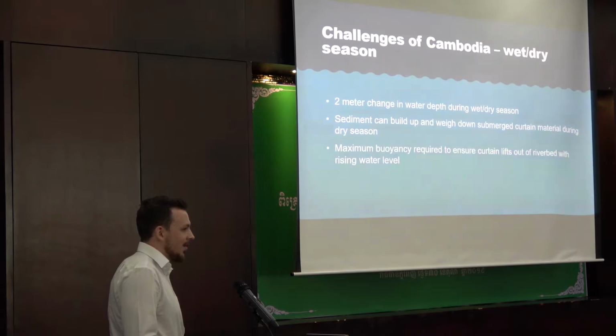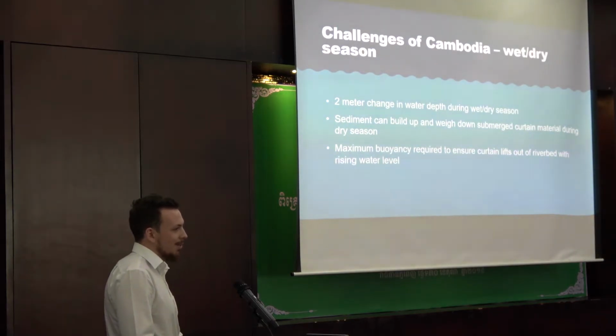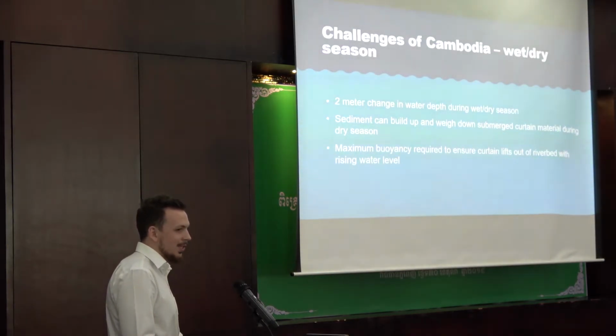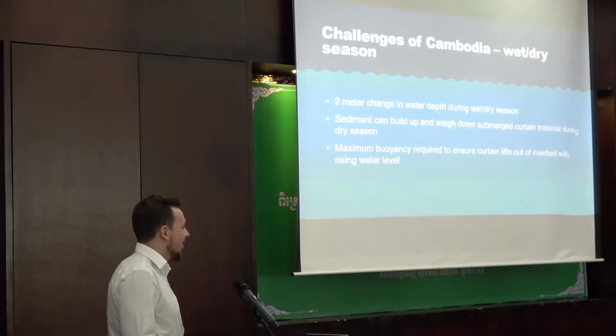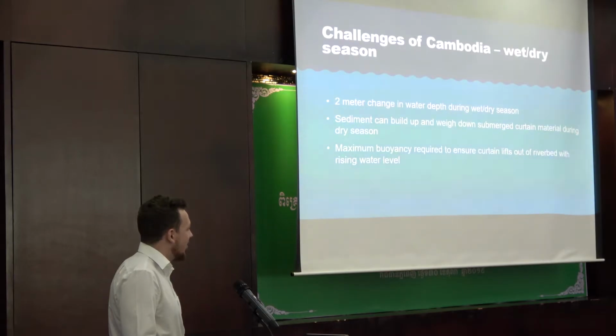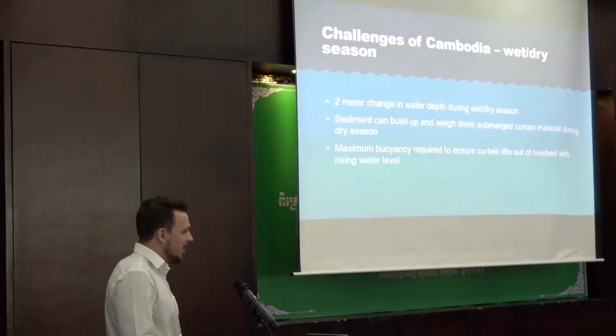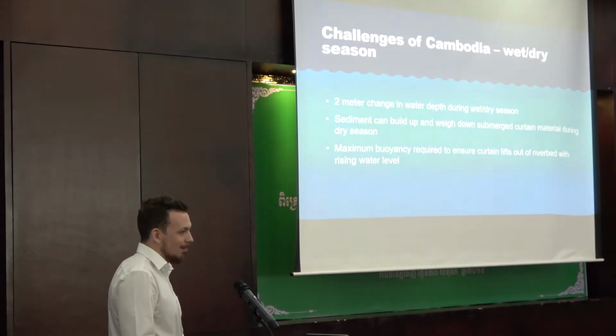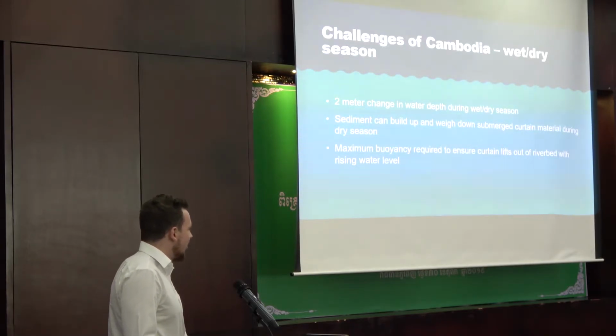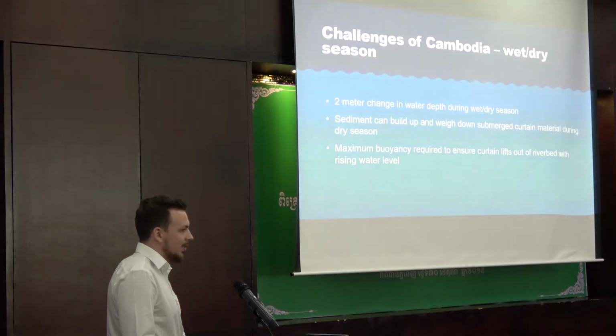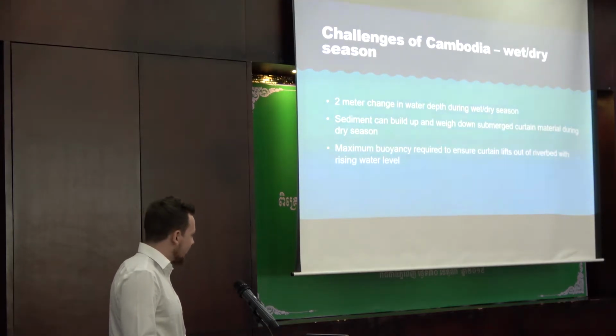As the curtain itself is 2 metres in depth, and the river will go up and down 2 metres in the wet season and the dry season, there is a risk that during the dry, the amount of sediment that's dropping out of the water column could weigh down the curtain on the riverbed, and when wet season comes around again, the curtain may not come back up if it's being weighed down by the sediment. So we just had to make sure that we applied the maximum buoyancy to the curtain to make sure that it will come back up, and hopefully we won't see that issue.